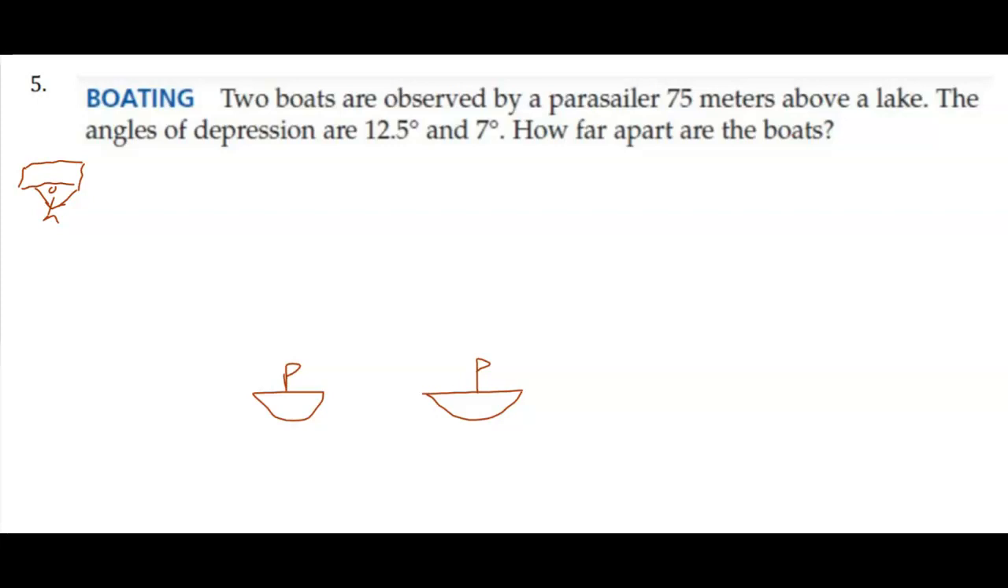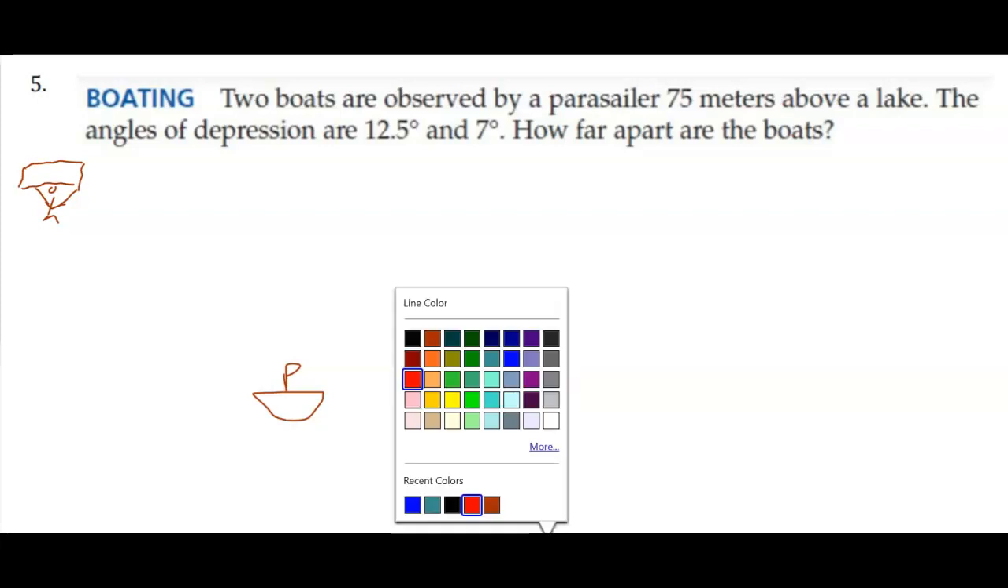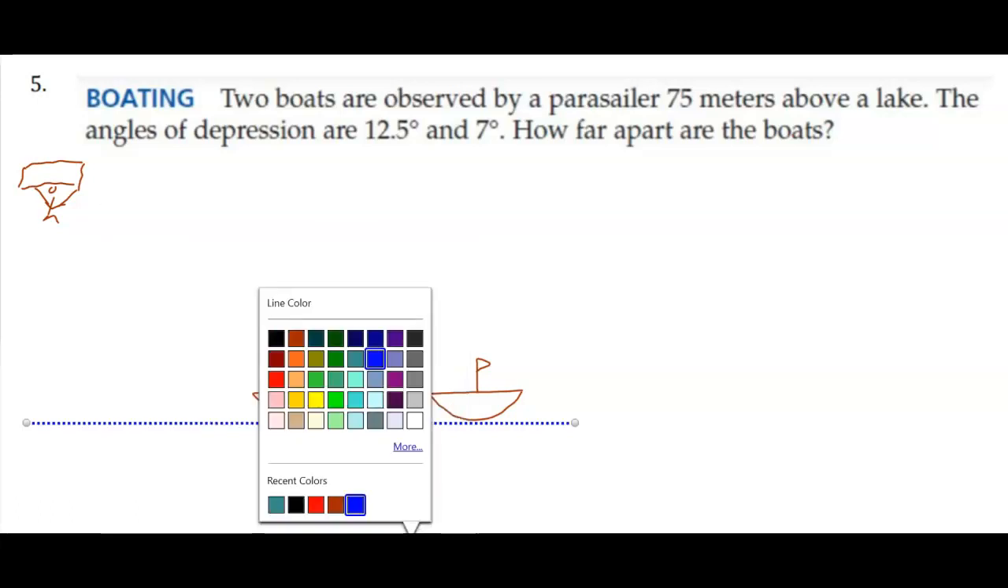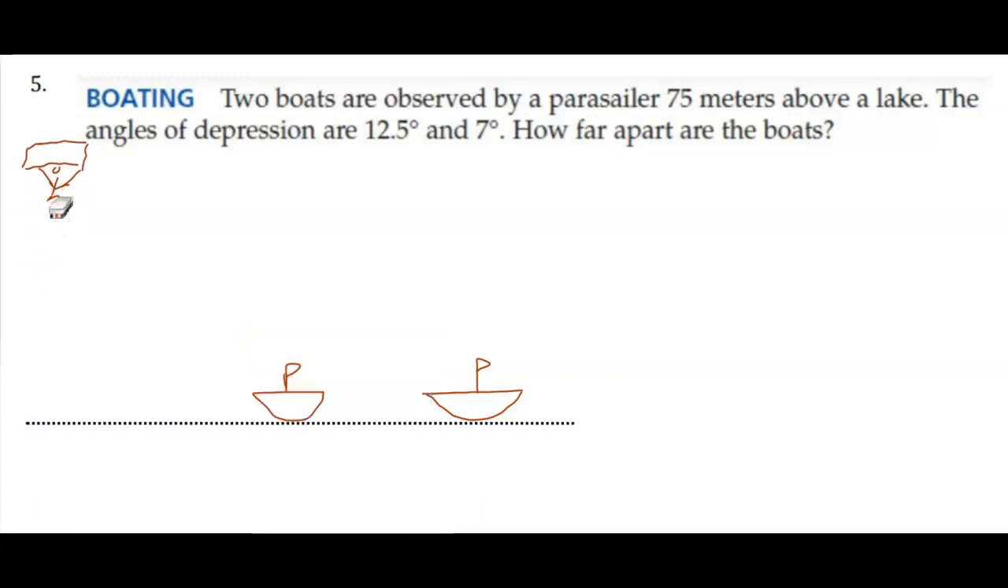So 2 boats are observed by a parasailer 75 meters above the lake. So here's our lake. That's the lake. He is 75 meters above the lake. So if we do his height, he's above the lake. 75 meters, so you can mark in your 75 here. The angles of depression are 12.5 degrees and 7 degrees.